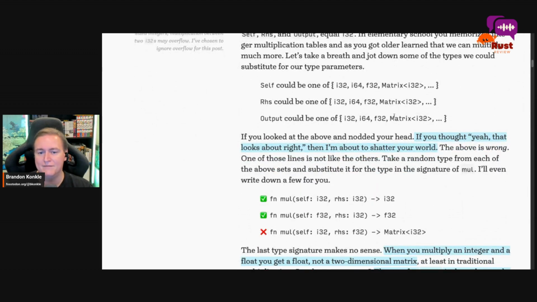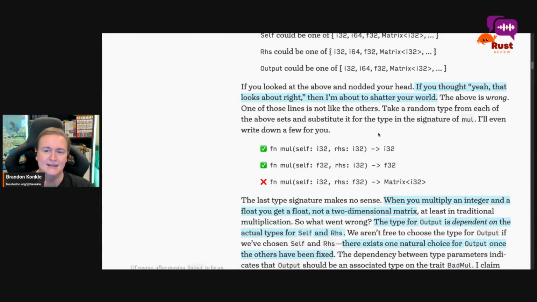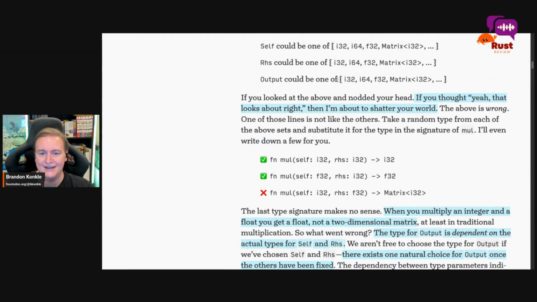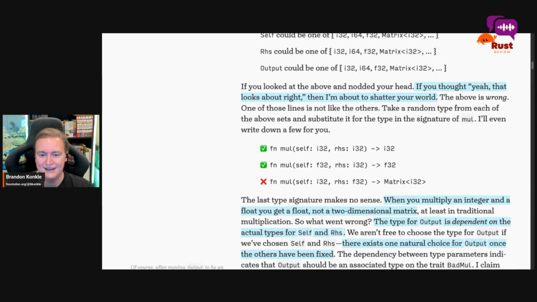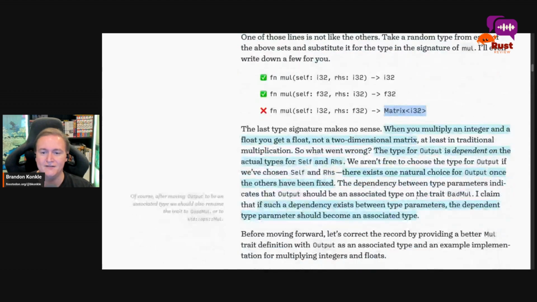And he says, no, if you thought that looks about right, then I'm about to shatter your world. The above is wrong. One of these lines is not like the others, and it's the output line. The output line there, if you take, for example, an I-32 multiplied by an F-32, it's not going to result in a two-dimensional matrix. It's going to result in a float.